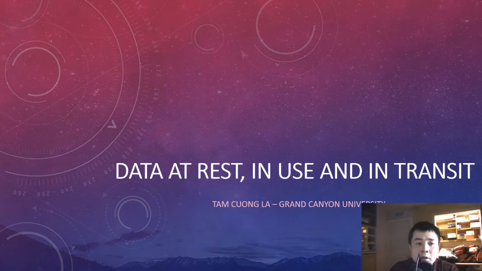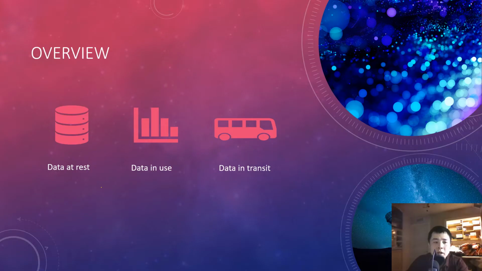In this video, I want to talk about the different states of data and how we can protect it from being attacked. There are three states of data: data at rest, data in use, and data in transit. Understanding the difference between these states can help organizations handle sensitive information more securely.